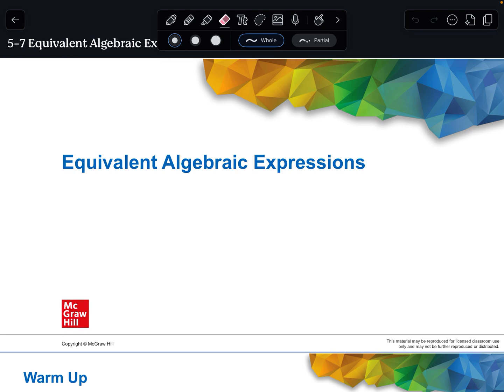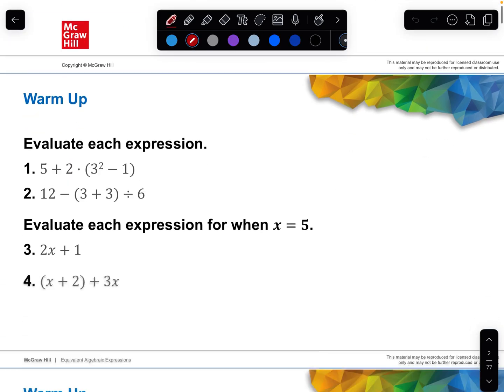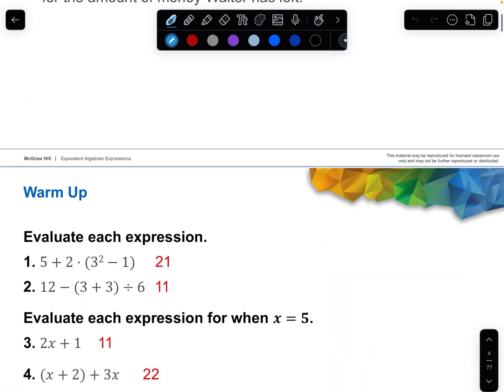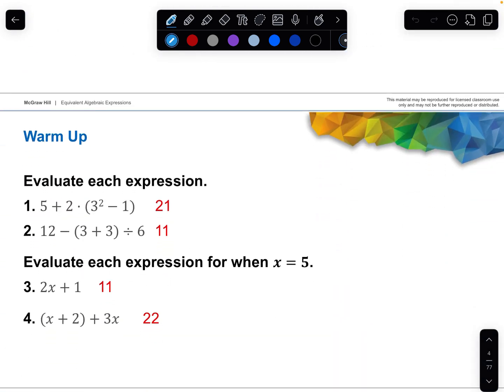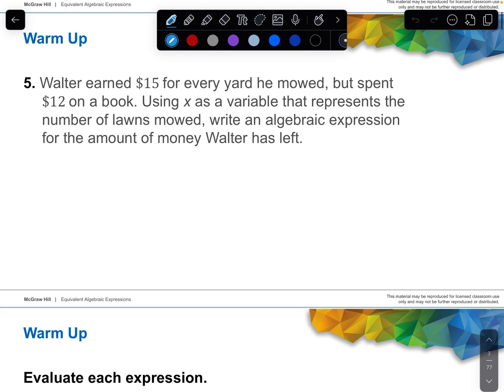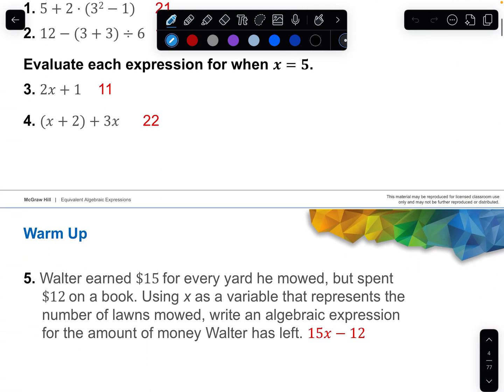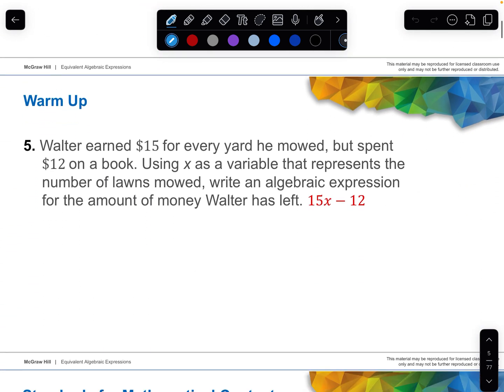As usual, we'll do a quick warm-up, and I'll pause the video for your warm-up. Pause this right here, work on the problem, I'll share the solution. And there's the solution for those expressions. Let's finish up our warm-up. And the solution. All right.